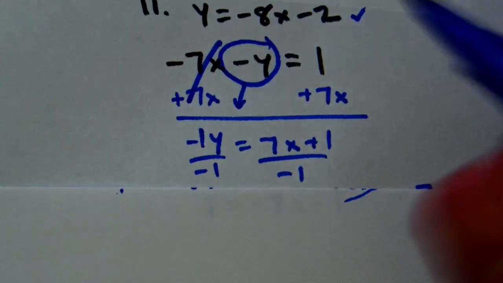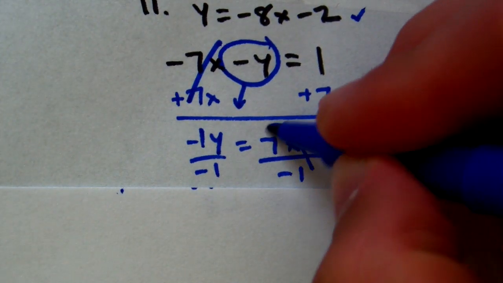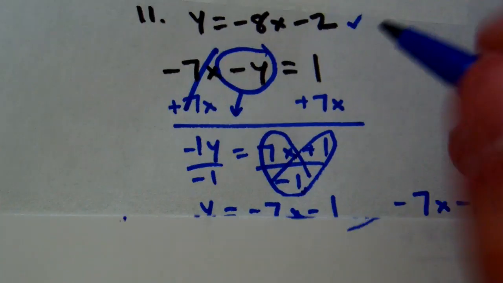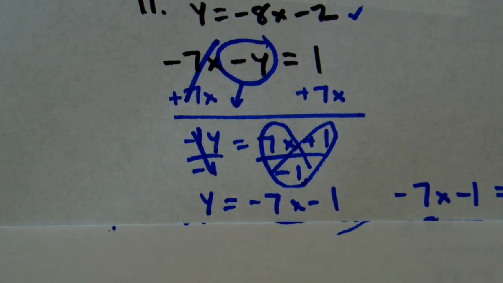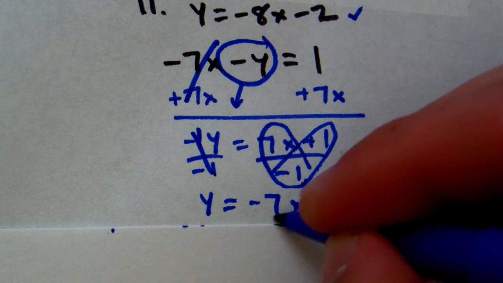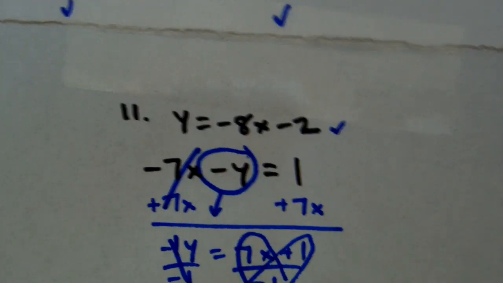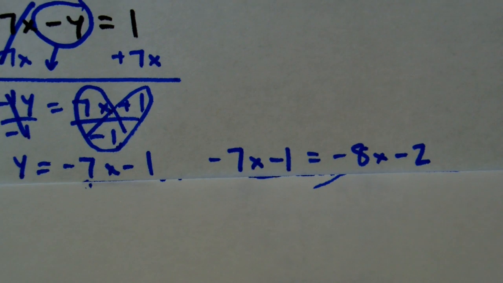We divide by negative 1. Divide by negative 1. We make a heart because we love math. This cancels, so we're left with y equals negative 7x minus 1. So we take this mx plus b, and this mx plus b, and we set them equal to each other just like this.